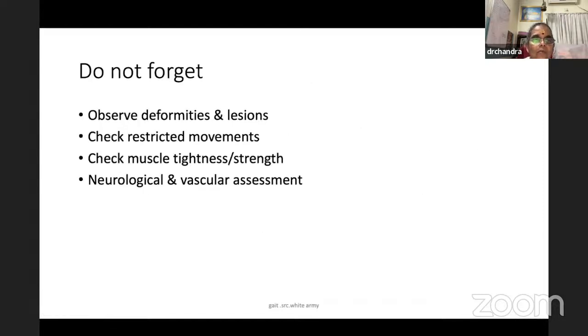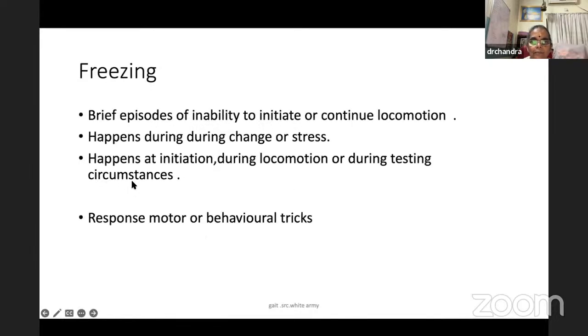We should always look for deformities and lesions. We should not straight away assume that any gait abnormality is neurological. It may be orthopedic, it may be related to tendons, which are easy to correct. So always look for deformities and non-neurological lesions. Check restricted movements. Check muscle tightness, like tendon shortening, and do neurological and vascular assessments. Apart from the gait analysis, do not forget to look for all this.